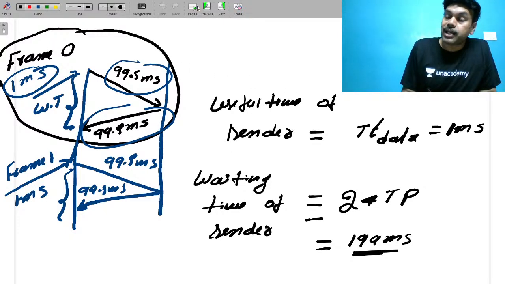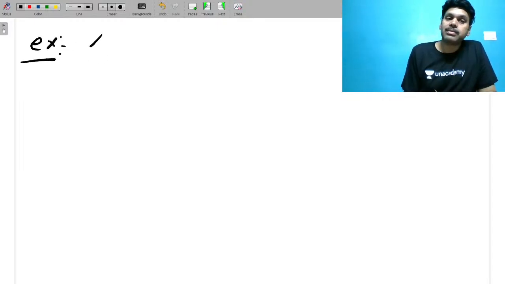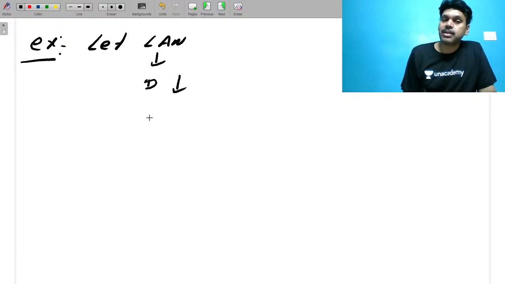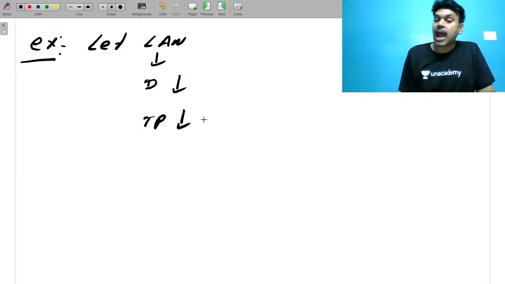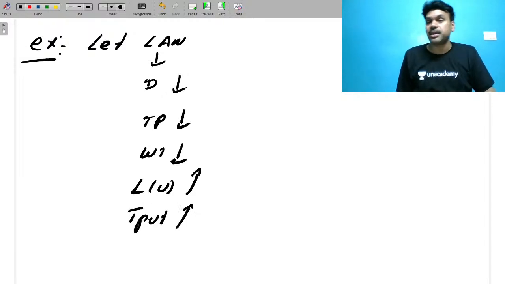If I give another example, say, for example, a LAN. You know LAN means what? Distance is reduced. As distance is reduced, TP is also reduced. As TP is reduced, waiting time is reduced. As waiting time is reduced, link efficiency is increased. As link efficiency is increased, your throughput is also going to be increased.